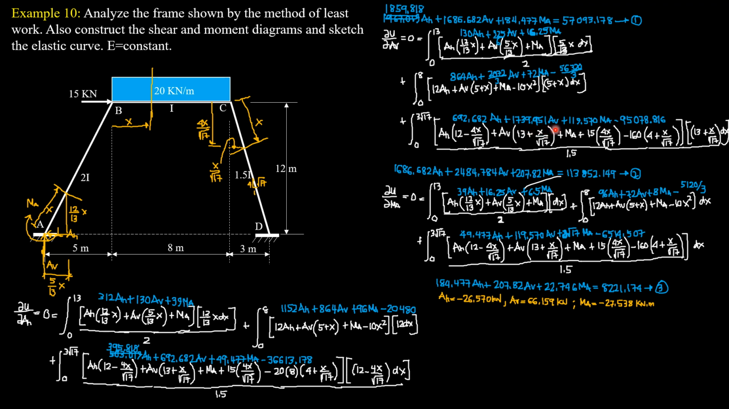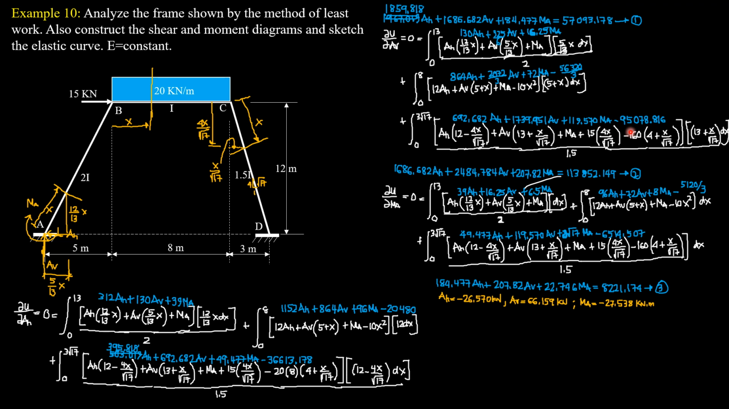1,739.951 AV, plus 119.570 MA. Then for the constant, negative 95,078.816. All divided by 1.5. Take note, these are the results.